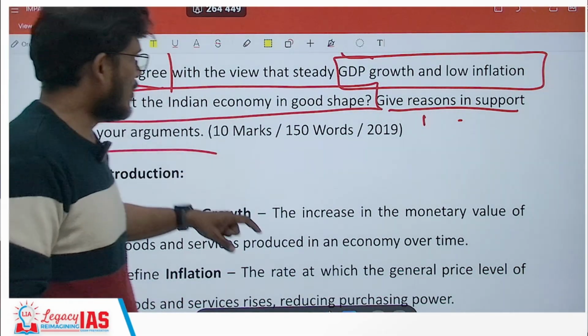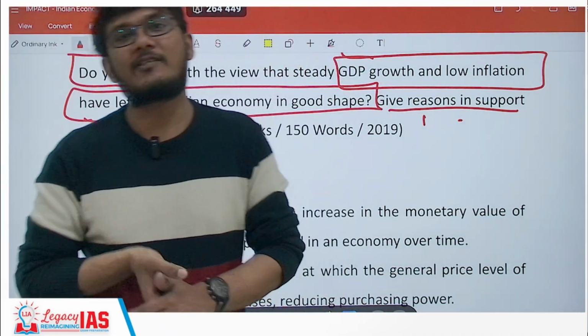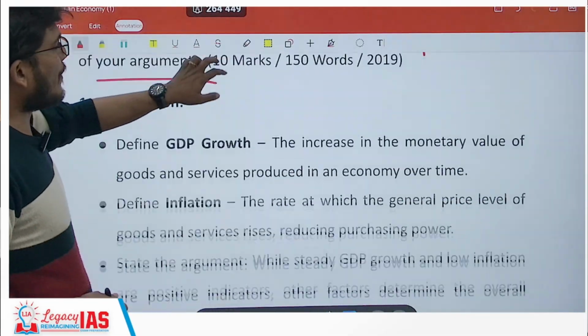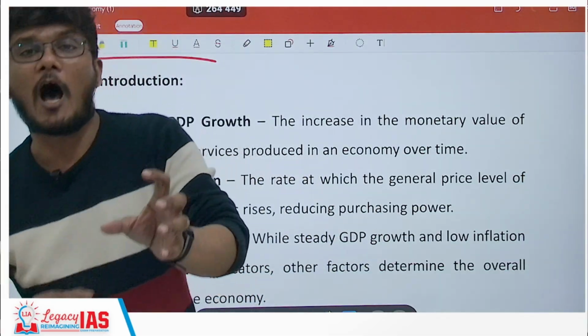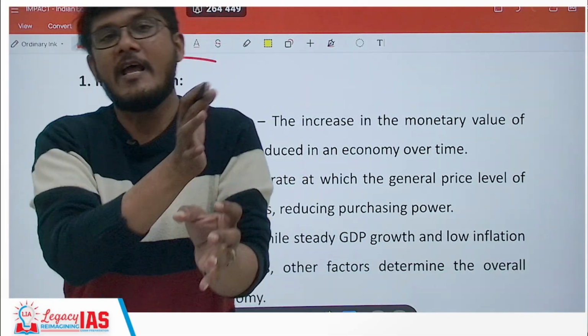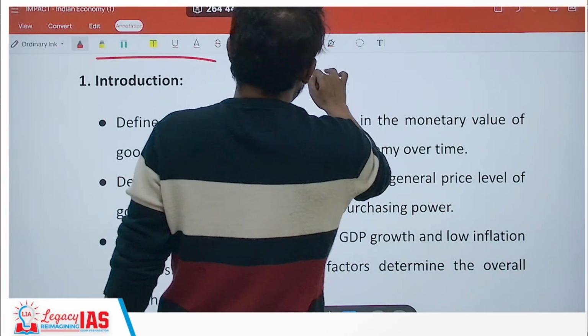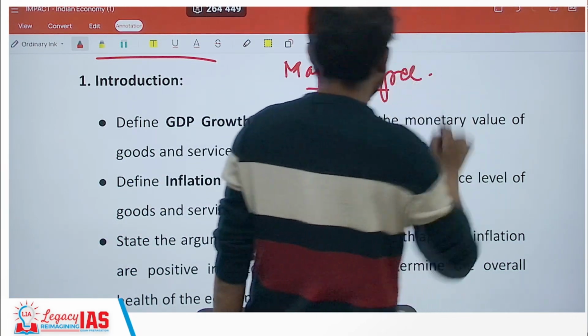It's a 10 marker. So do you agree? How you can do this is, first start by agreeing with that statement, and then you talk about however, because of that there are one or two challenges and how you can overcome those challenges, and then conclude your answer. So what will you do? You will majorly agree to the statement because that is what the situation is.